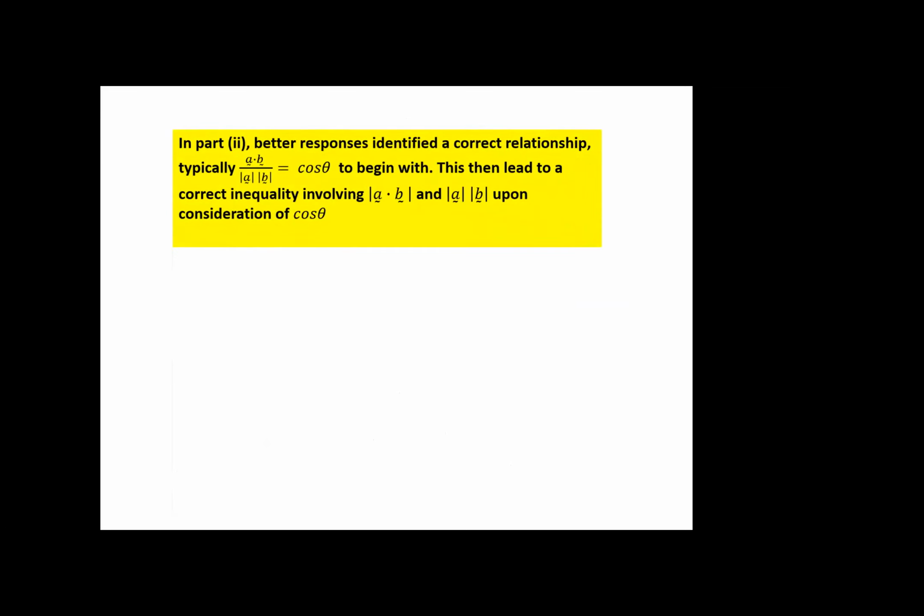Now, better responses identified a correct relationship, typically that one that I just spoke to. This then led to a correct inequality involving the dot product and the product of the magnitudes upon consideration of cos theta.